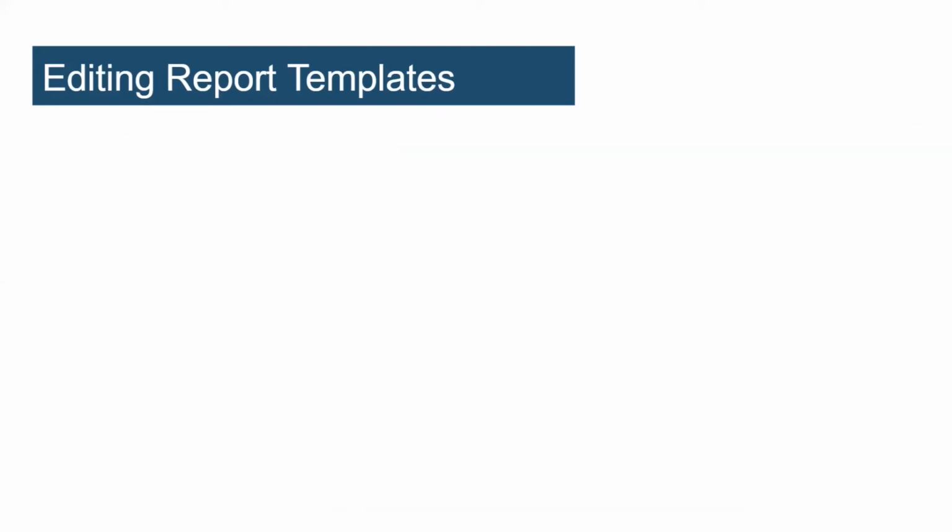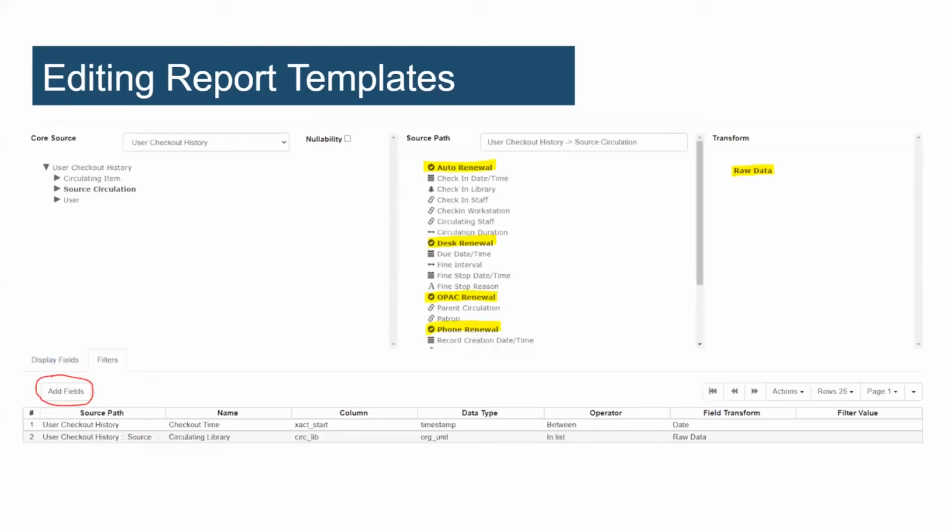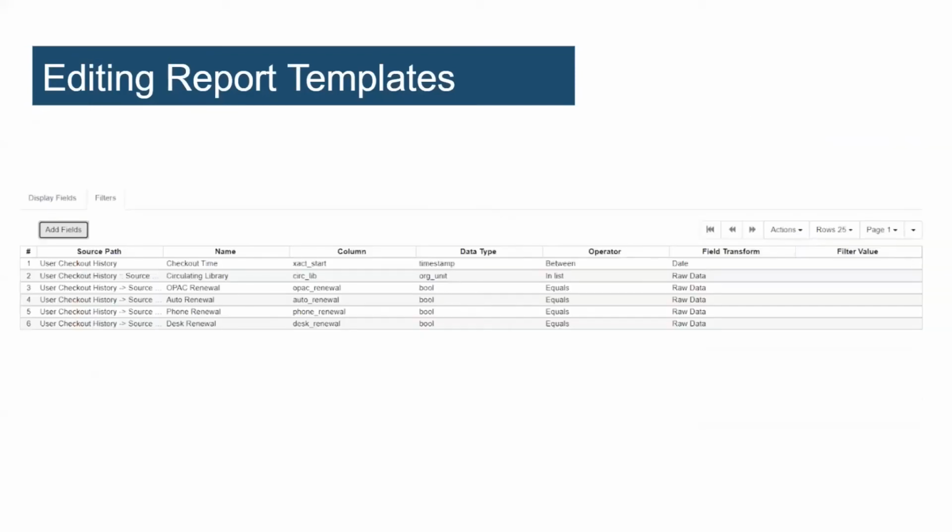On the circ, there are multiple true-false fields that indicate whether a circ was a renewal or not. We want to select auto renewal, desk renewal, OPAC renewal, and phone renewal. We can actually add multiple filters or display fields at a time by selecting them all at once from the center pane. Click Add Fields to add them to your template. The 4 new renewal fields have been added to our filters.